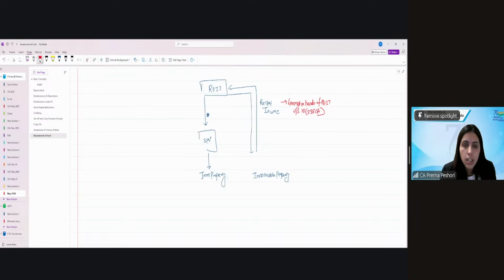Fine. Now again, REIT is treated like a pass-through entity. Meaning any income which is not taxable at the level of REIT, if it is distributed to the unit holder, it will be taxable in the hands of the unit holder in the same manner and same proportion as if the unit holder has directly received it. Right? So this income will be taxable in the hands of the unit holder. Clear?